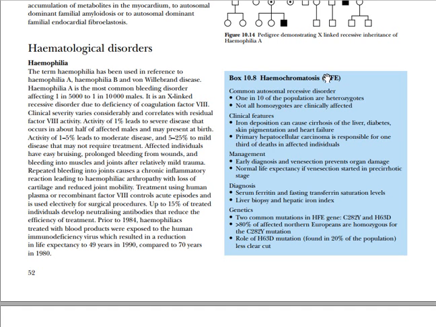Now, hemochromatosis. Hemochromatosis is a common autosomal recessive disorder. So 1 in 10 people are going to be heterozygous. Is it clear? It means that 1 in 10 people are heterozygous for hemochromatosis. Not all homozygotes are clinically affected. Why? Because of what I just said, variable expressivity and penetrance.